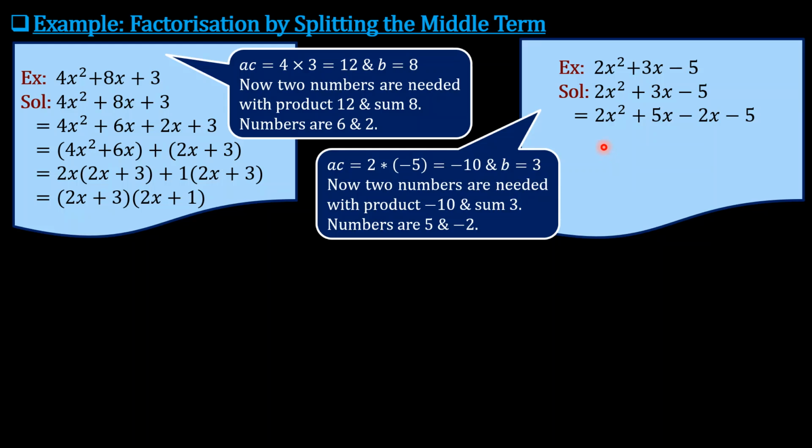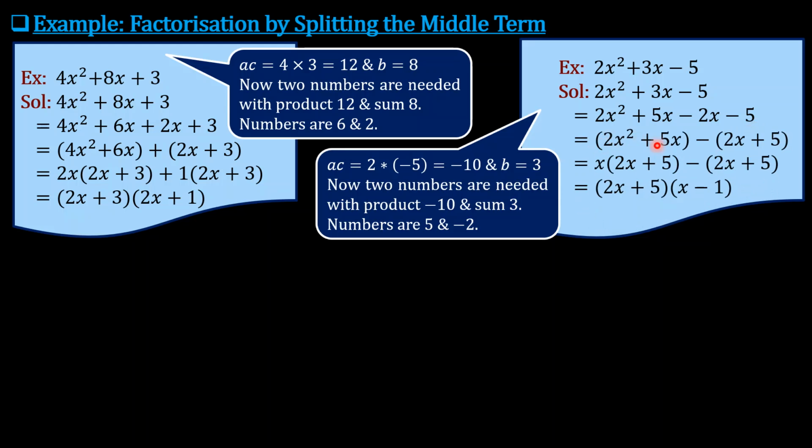Therefore, the first part of the solution is 2x square plus 3x minus 5. We write it in this form: 2x square plus 5x minus 2x minus 5, because the numbers are 5 and minus 2. Then grouping. So we write this as a group and this part as another group. Then common factor x here and common factor minus 1 here. So the final factorization is x plus... the common factor is 2x plus 5.